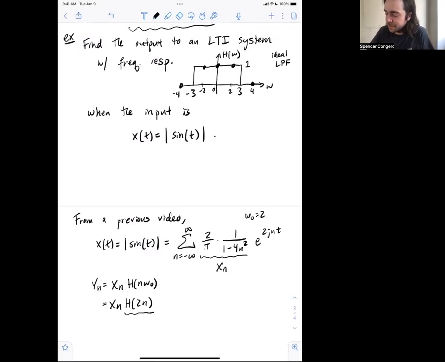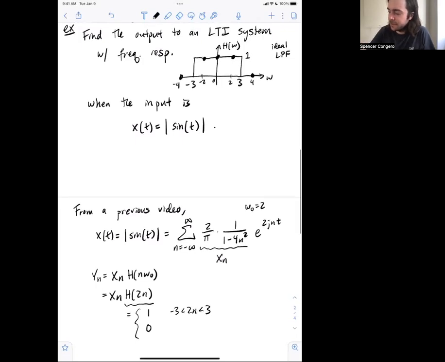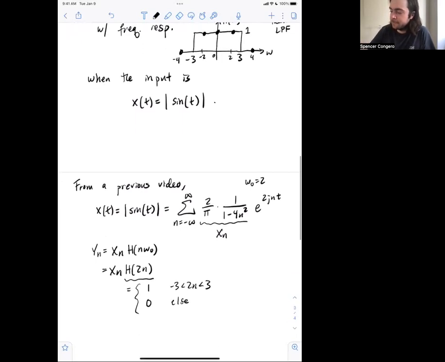Okay, so I'm going to write that down now. This only ever equals 1 or 0. It equals 1 whenever that argument is between -3 and 3. Whenever the argument omega is between -3 and 3, the function equals 1 and equals 0 otherwise. But what does this really mean? Because n is an integer. What integers can I multiply by 2 and stay between -3 and 3?